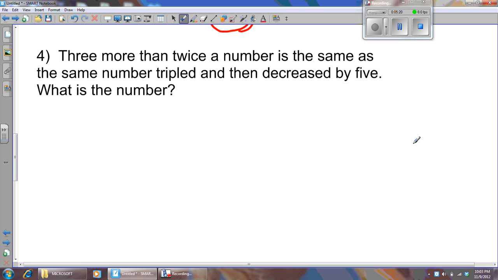3 more than twice a number is the same as the same number tripled and then decreased by 5. This one's a little bit longer. I need the number. That's going to be n. I need twice the number. Then I need 3 more than that. Is the same as, that's another way to say equals. Looks like I need the same number again. But this time the number has to be tripled. How do I triple a number? I multiply it by 3. And then decreased by 5. Decreased means to subtract. Decreased by how much? By 5.